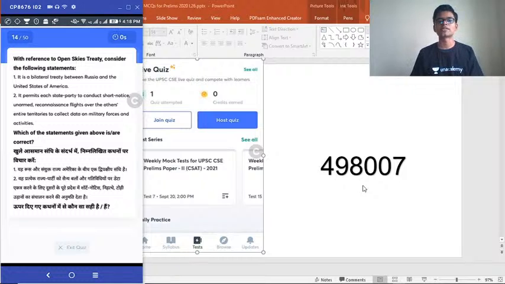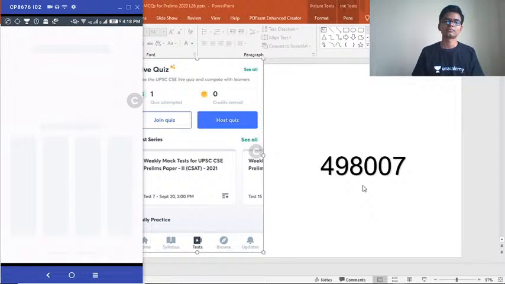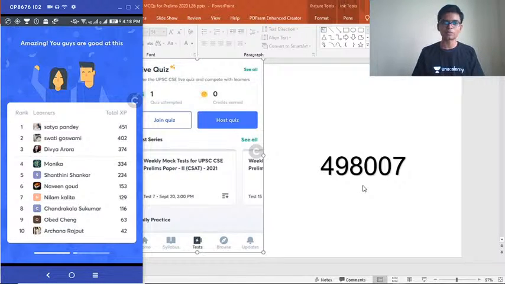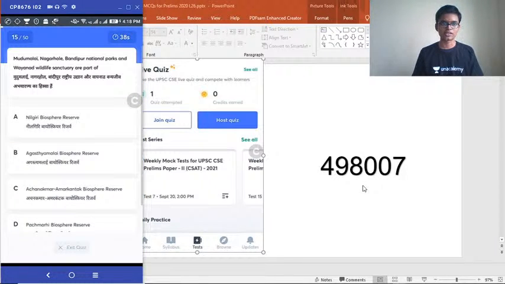Yeah, time's up. Correct answer option B, 44% getting it. Open Sky Treaty is between like 38 countries, okay, not just US and Russia. It is between 38 countries. So first statement is wrong.